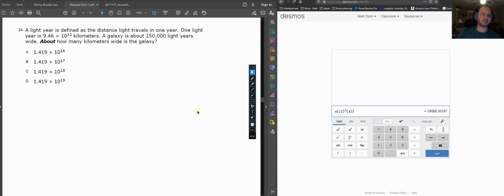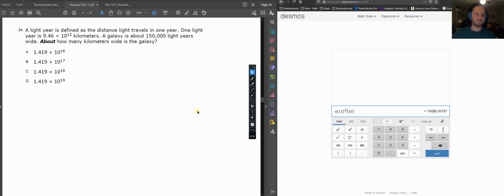A light year is defined as the distance light travels in 1 year. 1 light year is 9.46 times 10 to the 12th kilometers. A galaxy is about 150,000 light years wide. About how many kilometers wide is the galaxy?